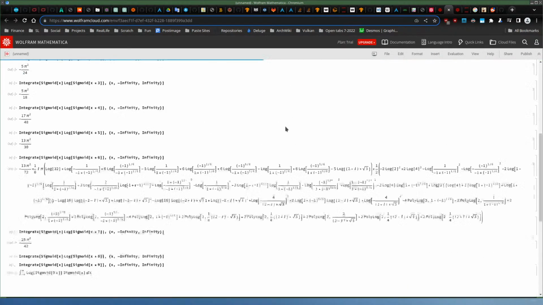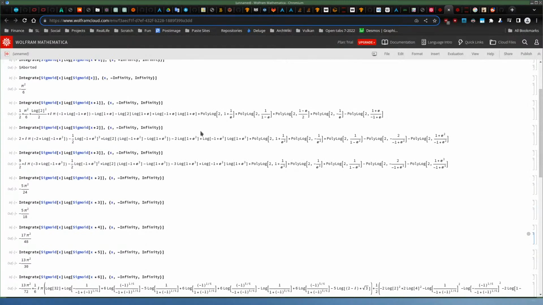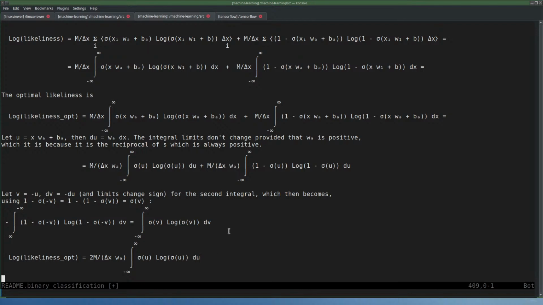Pretty sure I calculated it somewhere. Yeah, here. Integrate sigmoid x times the log of sigmoid x. That's what we have. Between minus infinity and plus infinity. That's minus pi squared over 6. So that becomes, I just need a line like that.